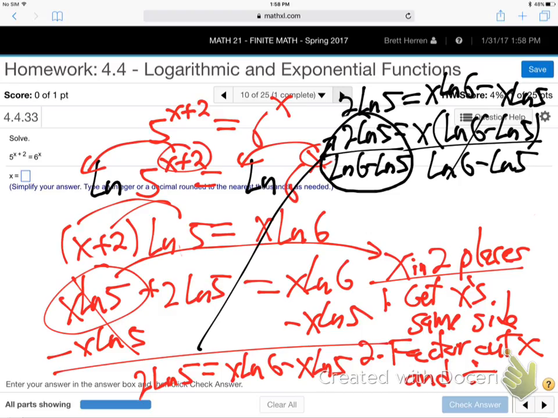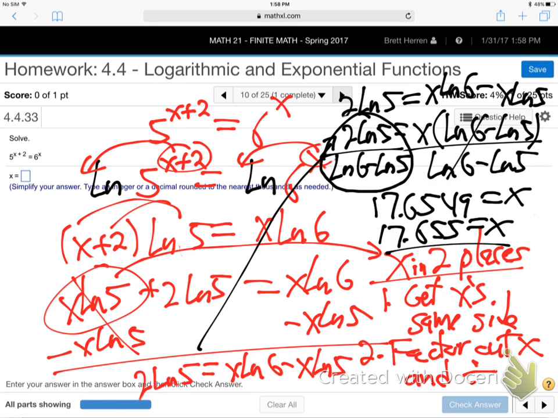I'm not just doing busy work here. Half the people or so mess this up on their calculator, and then it's a very frustrating experience trying to do your Math Excel homework, because Math Excel keeps saying no. There it is, rounded to the nearest thousandths. Three places. So 17.655.